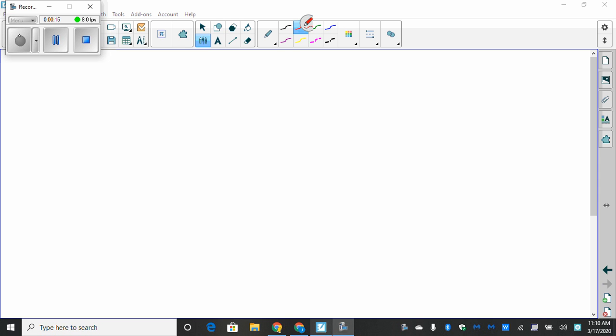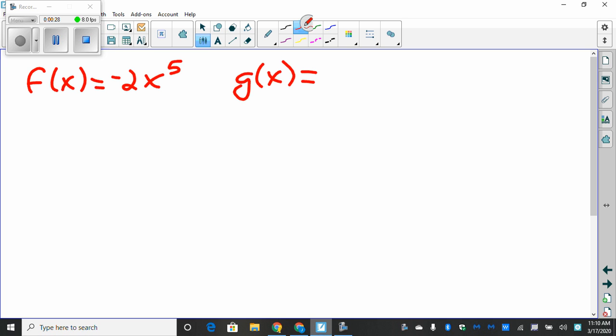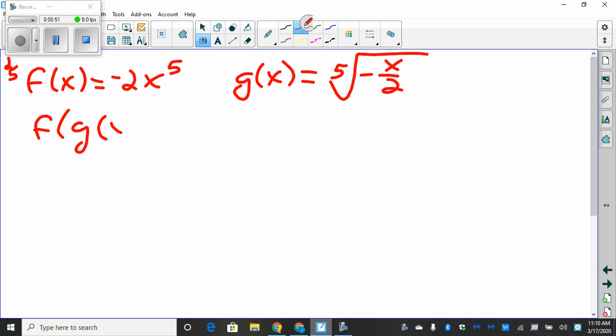It says verify the following are inverses. So f of x is negative 2x to the fifth, and g of x is equal to the fifth root of negative x over 2. And once again, this is number 25. All right. So, first we have to do f of g of x.